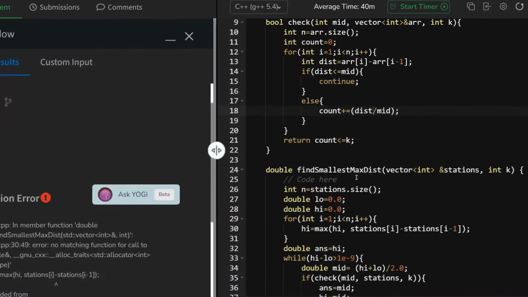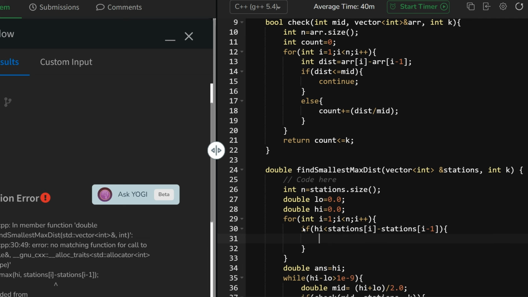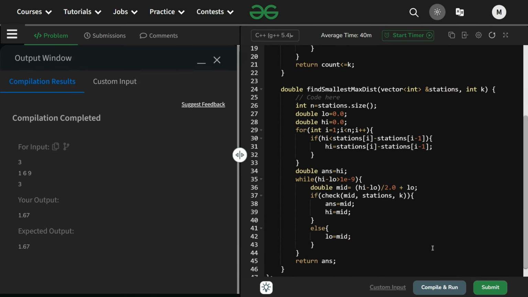Alright, so this is giving an error that it is not possible to use max with the double function. So I will just say if high is less than stations i minus stations i minus 1, in that case update, so high equals stations i minus stations i minus 1, right? Let us try to compile and run it now. As you can see, it is running fine. Let us try to submit it as well. It should work fine, I guess.